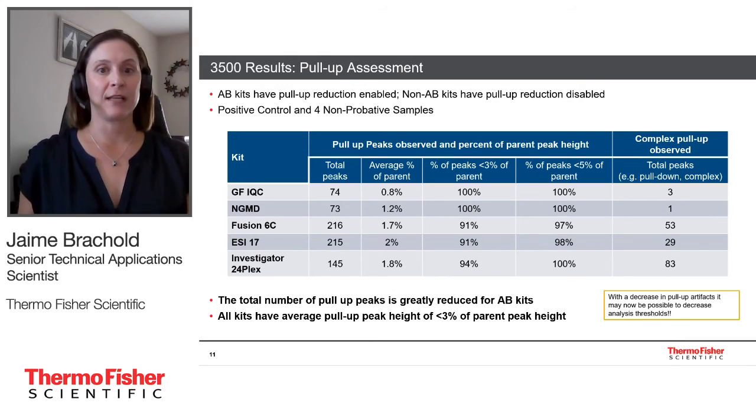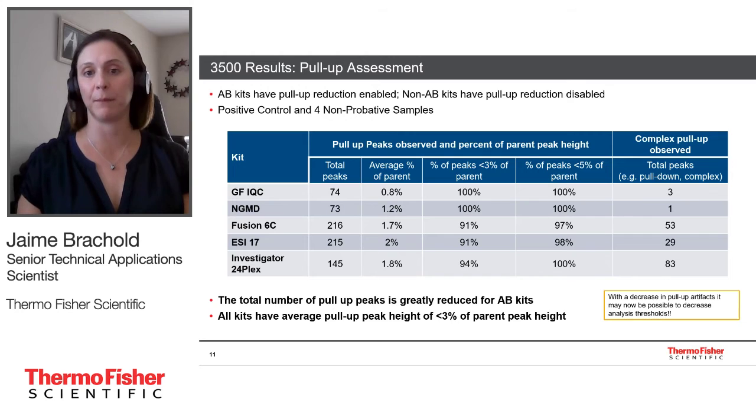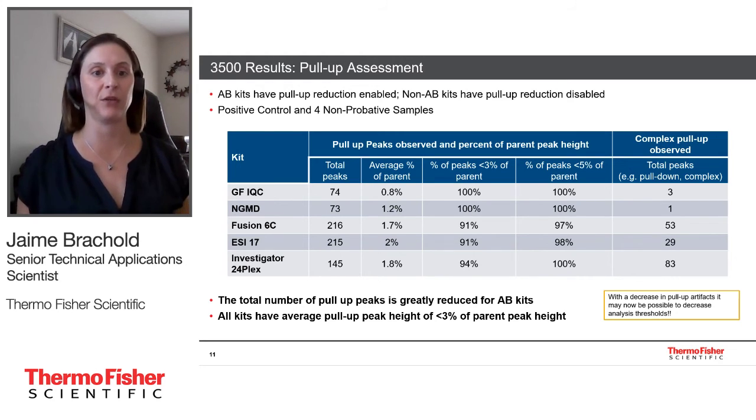So in the chart here, you see there's a left side and a right side. To the far right, you can see the count of those complex pull-up peaks. So any pull-up peak that was counted, but a percentage wasn't calculated for. And then on the left side, you can see the more traditional pull-up peaks counted, and then the percentages that were calculated.